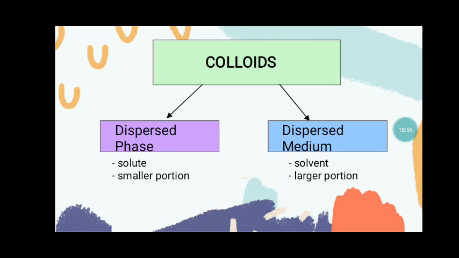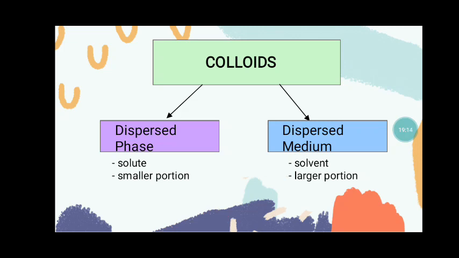So, pag nag-create tayo ng isang mixture, pag maliit yung portion, ang tawag doon ay dispersed phase. Pag larger yung portion, ang tawag doon ay dispersed medium. So, ano ba to? Linawin natin. For example, yung gatas kanina, na binigay kong example.